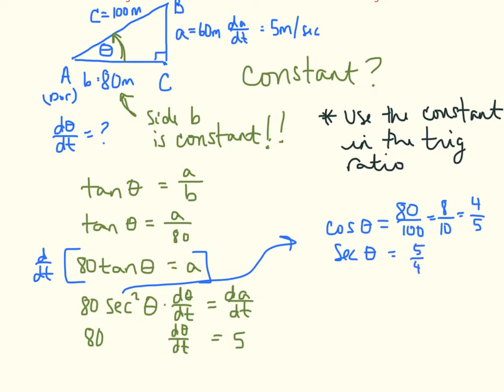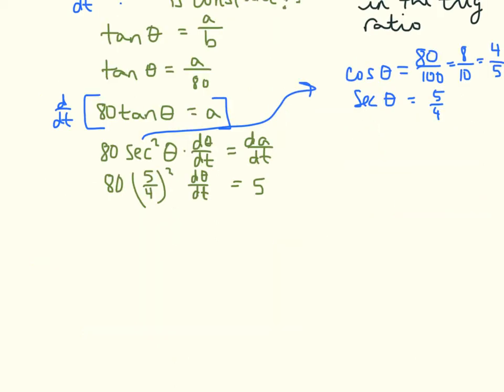So now I'm ready to plug that back into the formula. Secant of theta is 5/4, and you're going to take that and square it. Now we're ready to clean this up. So we have 80 times 25/16 d theta dt is equal to 5. So we can go ahead and multiply this.